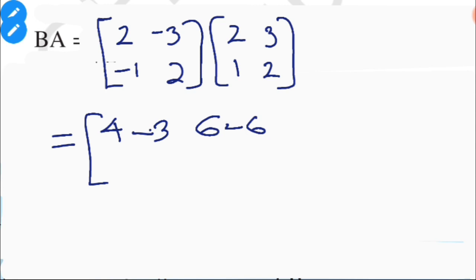Now second row with the first column: minus 1 into 2, minus 2, plus 2 into 1, 2. Now second row with the second column: minus 1 into 3, minus 3, plus 2 into 2, 4.